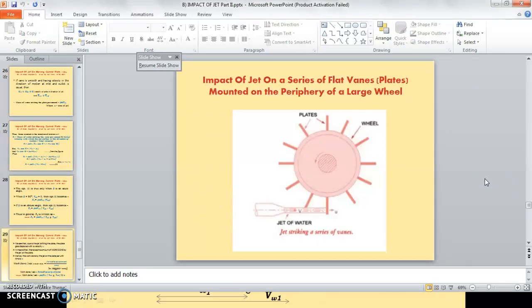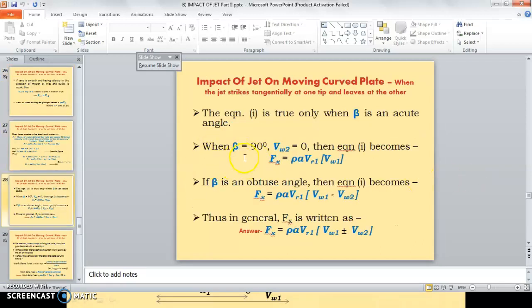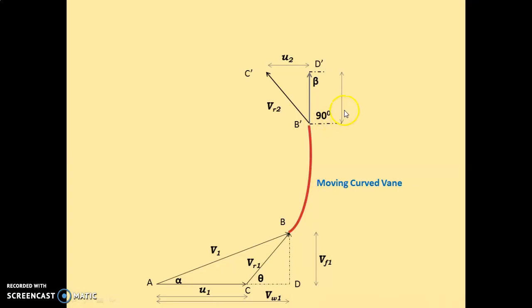Here, if beta is equal to 90 degrees, VW2, the velocity of whirl, is equal to 0, and velocity of flow will be equal to absolute velocity. So in this case, velocity of flow will be equal to absolute velocity. That means B'D' will represent both VF2, the velocity of flow at outlet, and absolute velocity V2 at the outlet. And this is the angle phi.